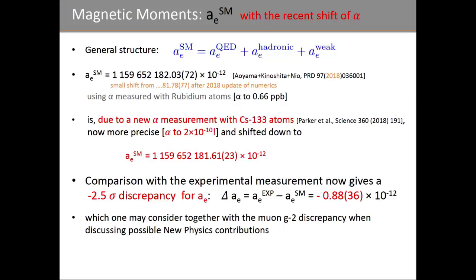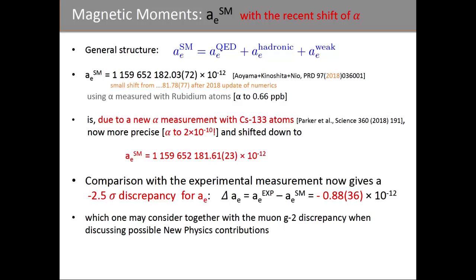Funnily, in the electron's case, the experiment now is below the standard model prediction. We will see in the muon, it's the other way around. In the muon, we have to fill a gap and are trying to find new physics explanations. Here, it's the other way around. The anomaly has a minus sign. That is one specific new, very precise measurement.